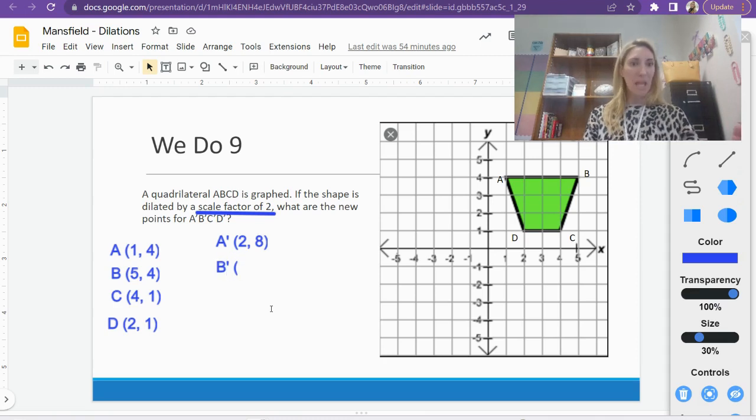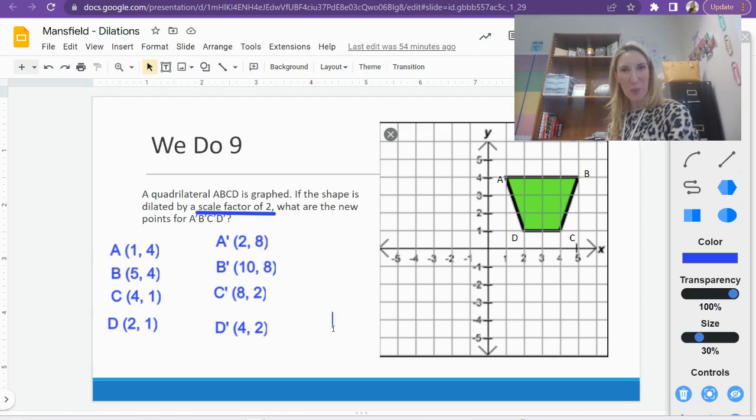Here we go. B prime. 5, what am I multiplying by? 2. 5 times 2, 10. 4 times 2, 8. Let's try C prime. 4 times 2, 8. 1 times 2, 2. Last one, D prime. 2 times 2, 4. 1 times 2, 2. That's it. Those are my answers. These are the locations of my new points.